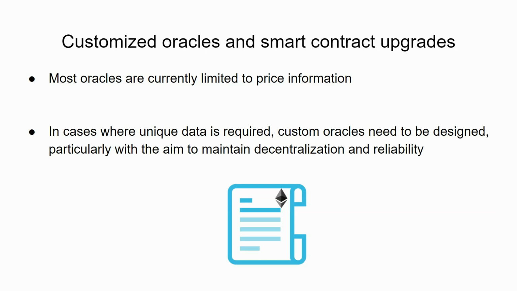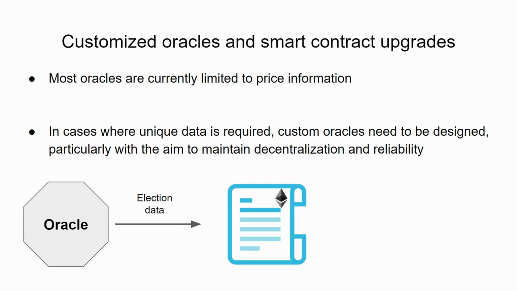And if we take an example, let's say you have a smart contract that's used for betting on the outcome of an election, and you need an oracle to provide you with the election data so that the smart contract can execute, so someone wins or loses money. And normally you wouldn't be able to bring in this data easily.